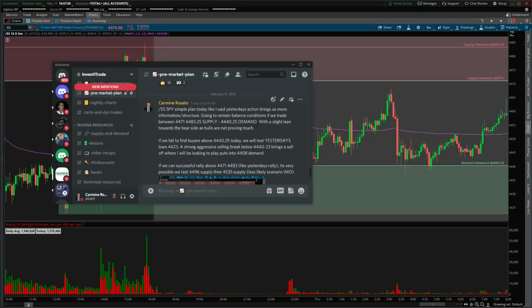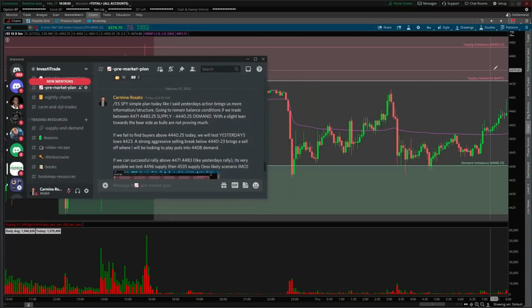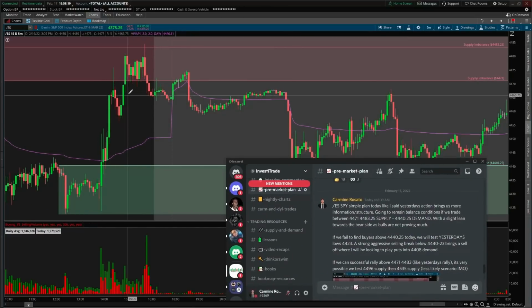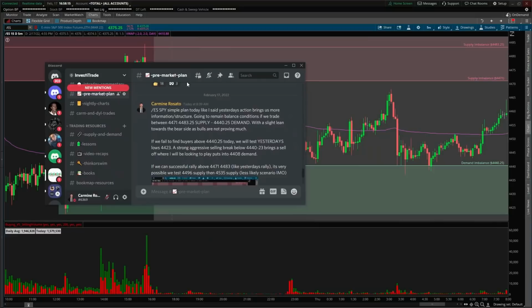So the first one was on the S&P today. You all know this is my favorite instrument to trade, and I said it's a very simple plan. Yesterday's action brings us more information. We are going to remain on balanced conditions if we trade between the 4471, 4483 supply zone, which is the pink box up here. You can see yesterday we rallied into this and rejected, and actually overnight rejected it pretty perfectly. So that was our upper range, and our lower range was the 4440 demand zone. And I said we have a slight lean towards the bear side as bulls are really not proving much.